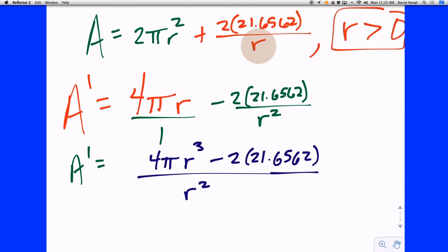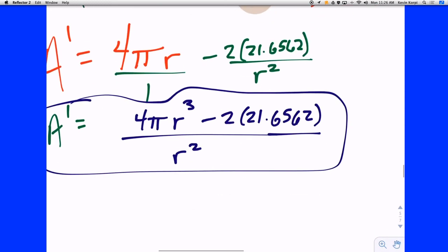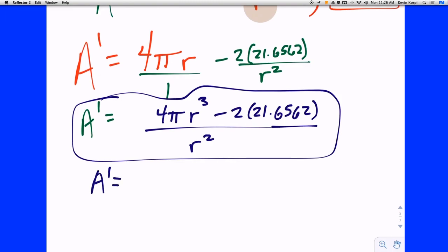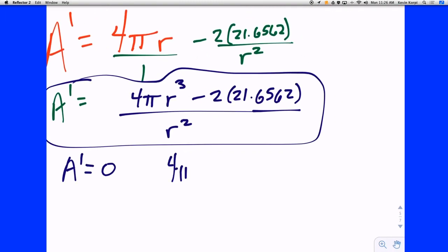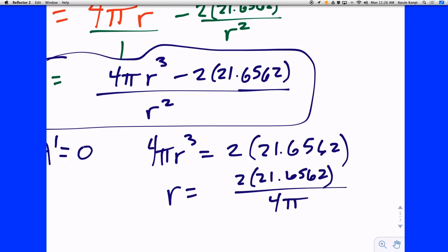So a slightly better version of the derivative. And we'll end up with the same critical value that we would if we would just set this equal to 0 and split the terms. But now we want to know where a prime equals 0, which is coming down to setting the numerator equal to 0. And we're almost there. We'll divide through by 4 pi. And then, of course, we'll do what to solve for r? Take the cube root of that number there.